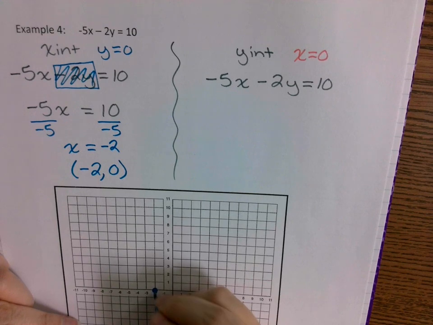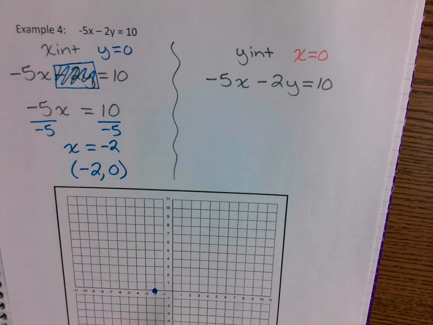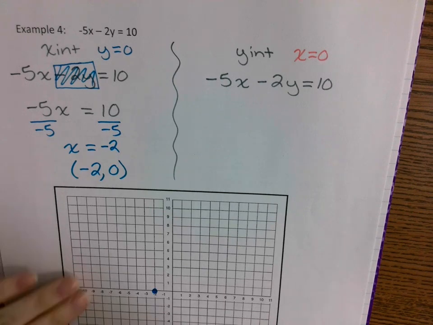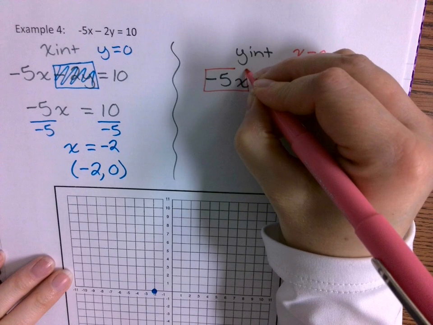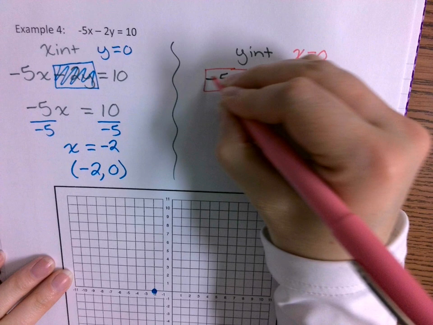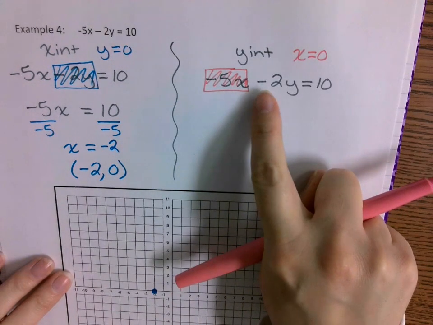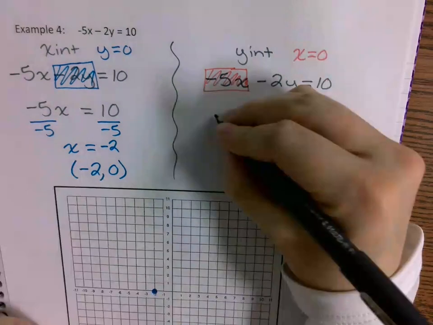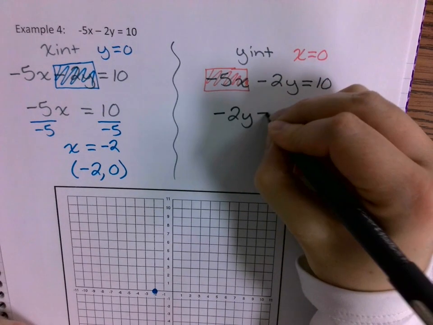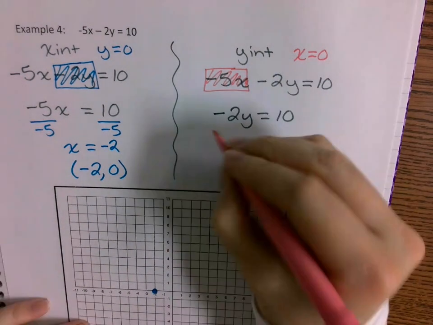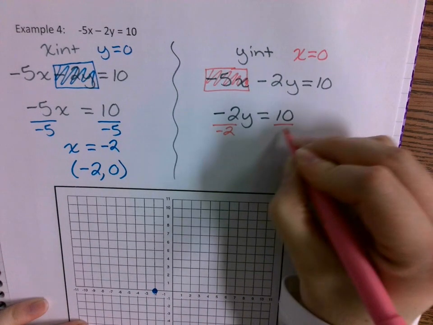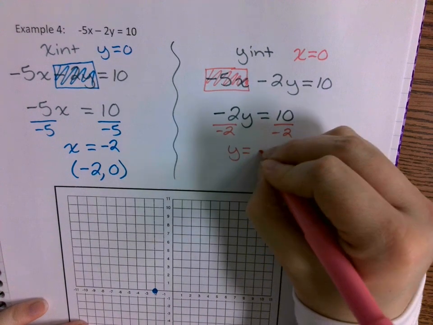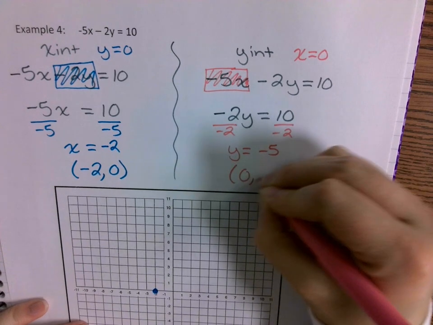For the y-intercept, let's go with Idrissa. Idrissa, what did you get for your y-intercept? Negative 5. Good. So again, our x value is going to disappear, but we have to maintain that the minus 2y becomes a negative 2y. So we have negative 2y is equal to 10. We'll then divide both sides by negative 2 and get y is equal to negative 5. When we plot it, we're going to plot it at the point 0, negative 5.